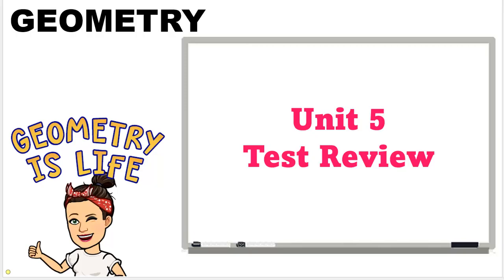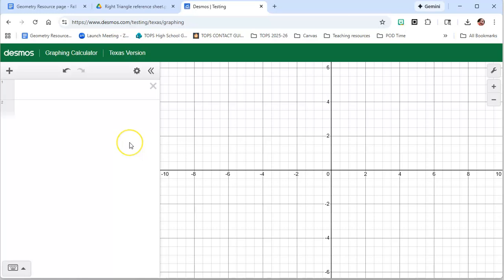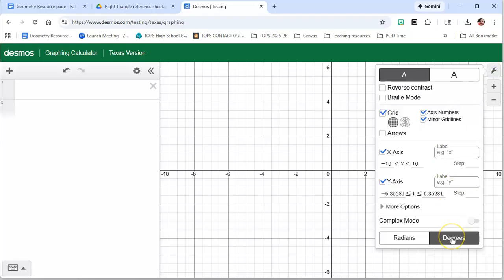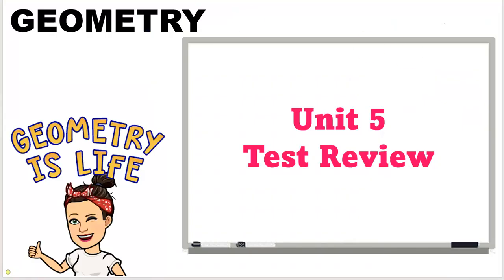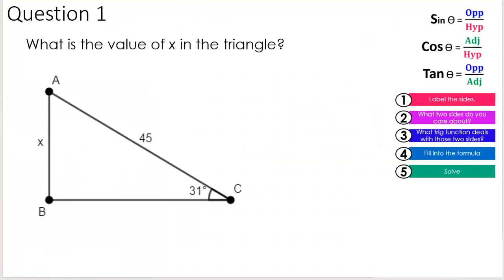So remember, in order to do the work in Desmos, we need to make sure that we are in degree mode. So if you're in Desmos here, you want to click this tool button here, and you'll make sure that it's selected for degrees, okay? Make sure that it is selected for degrees. Okay, let's go ahead and get started.